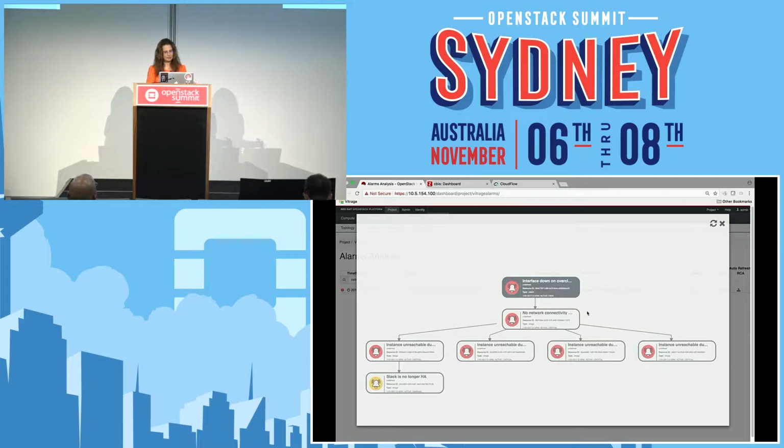And the heat stack is also affected. And you can clearly see the root cause of the problems and all the affected resources. So this gives the cloud administrator a very clear picture.